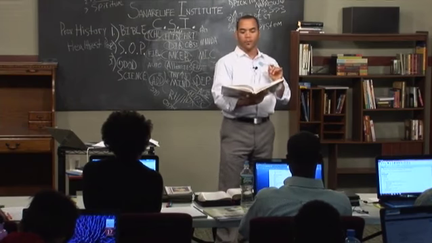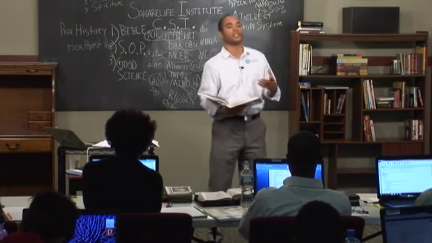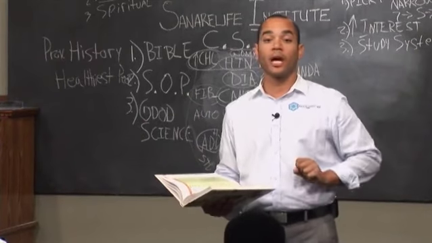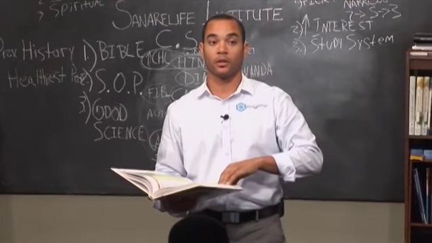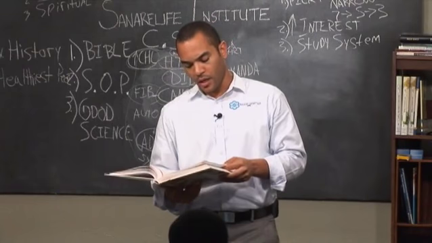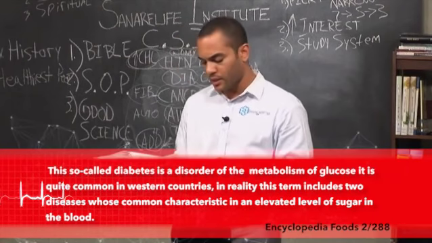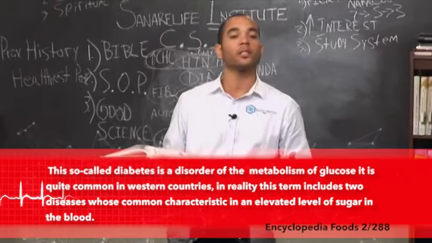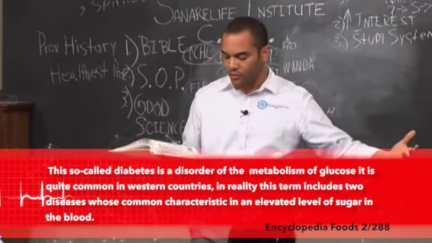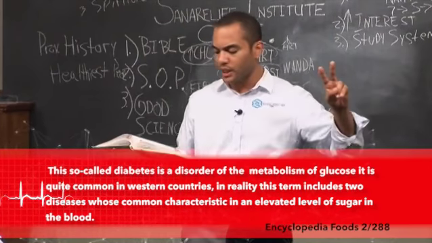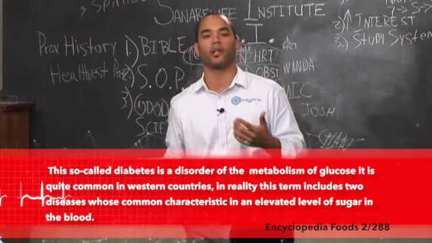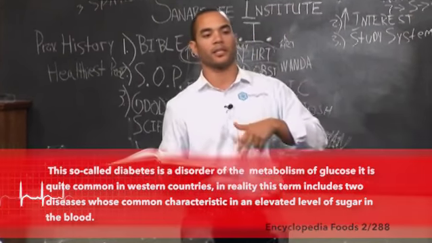Here it is. Foods for metabolism. So the metabolic system: how your body handles foods that are coming in. How does it break it down? How does it distribute? All right, so what system? Metabolic. This so-called diabetes is a disorder of the metabolism of glucose. It is quite common in Western countries. In reality, this term includes two diseases whose common characteristic is an elevated level of sugar in the what? In the blood, the metabolic system.